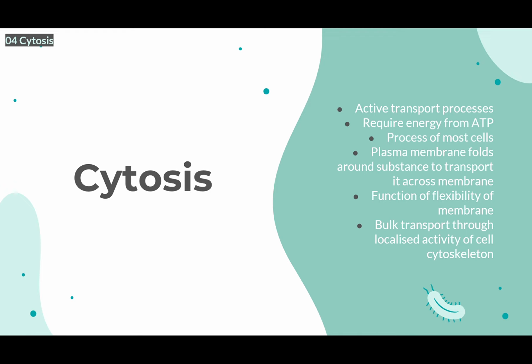Then we come to the last topic, cytosis. Cytosis is an active process that most cells do, and it happens when the plasma membrane folds around a substance to transport it across the membrane, whether in or out. That depends whether it's exocytosis or endocytosis, and it depends on the kind of material and the requirements of the cell. And it's a function of the flexibility of the membrane, and it's therefore bulk transport through localized activity of the cell cytoskeleton.